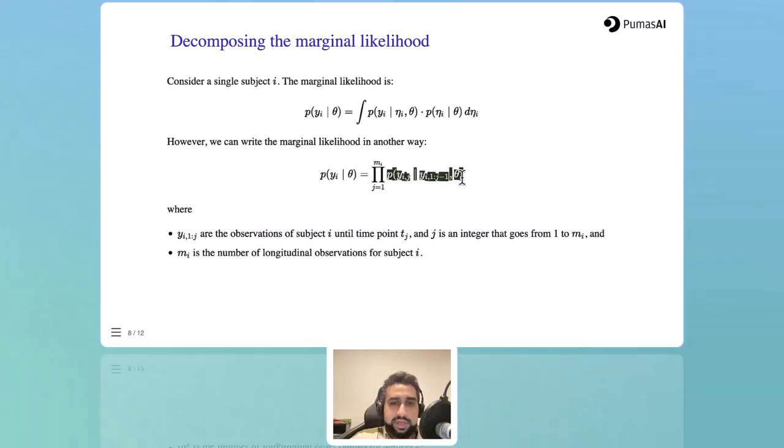Now, I haven't included eta here because eta is not too important. We're just worried about the population parameters. But to actually compute any one of those, you would have to marginalize the random effects as well, because we don't define this directly. In our model, we define the conditional likelihood. We don't actually define the marginal likelihood. But to compute each of those terms, we still need to marginalize the random effects. At least conceptually, the marginal likelihood can be written like this.